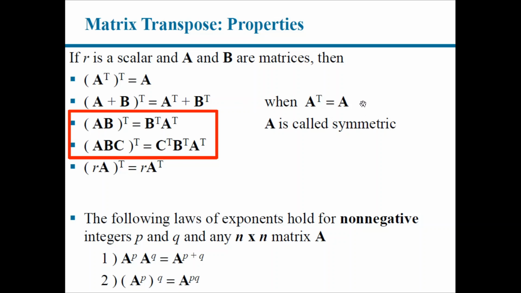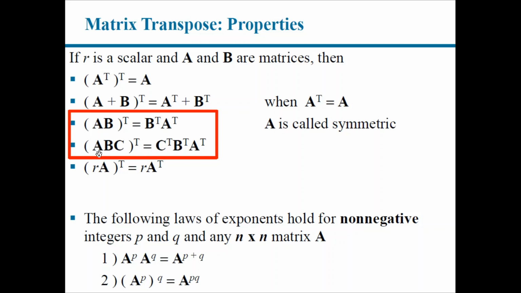Now, if we have a matrix that is equal to its transpose, that matrix has a special name. It's called a symmetric matrix. Something that we need to focus on is the transpose of the product, because this is very different from what you expect. The transpose of the product of two matrices is the product of the transposes in reverse order. So the transpose of A times B is B transpose times A transpose.